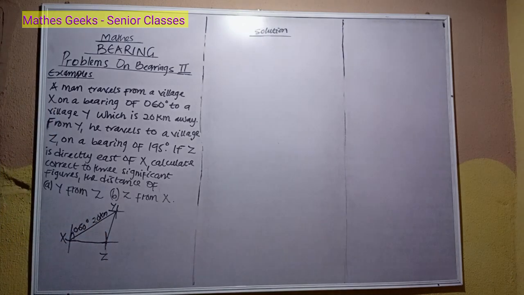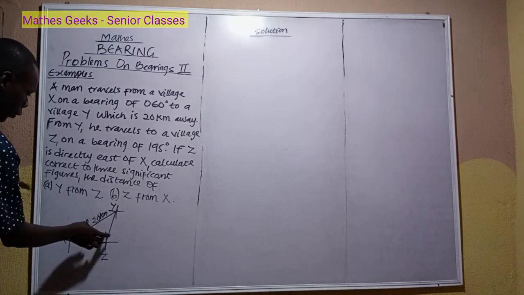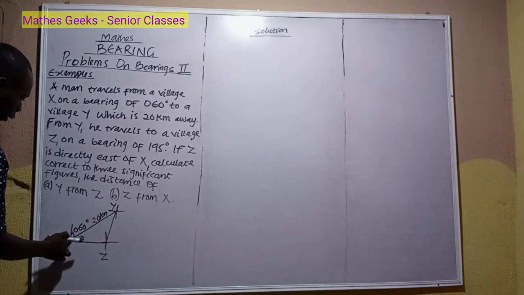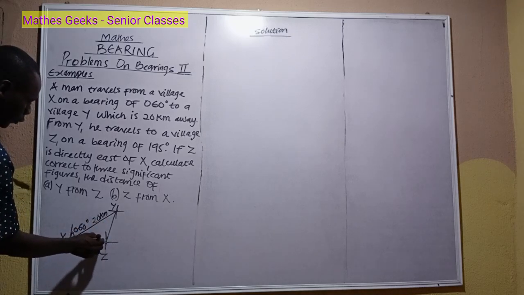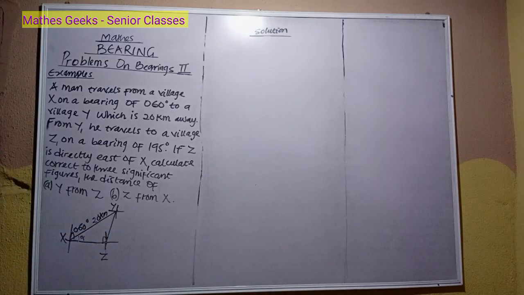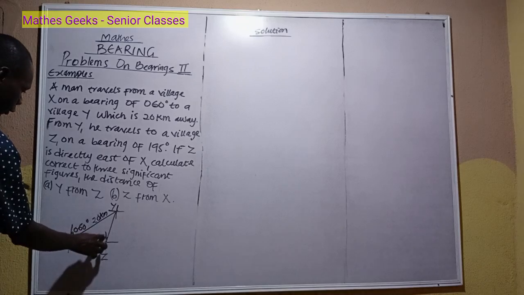So we have this line. We're not given a distance. We are going to look for it. The question says, if Z is directly east of X, calculate, correct to 3 significant figures, the distance of Y from Z. So we can know this angle alpha, and then we need to solve for this. Already this is 90 degrees, because if it's directly east of X, then from the west to the north is 90 degrees, but we don't know here, so we need to calculate for this angle, and we can only do that later. So let's leave this first of all.